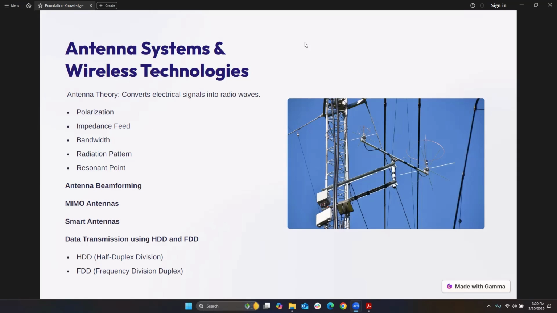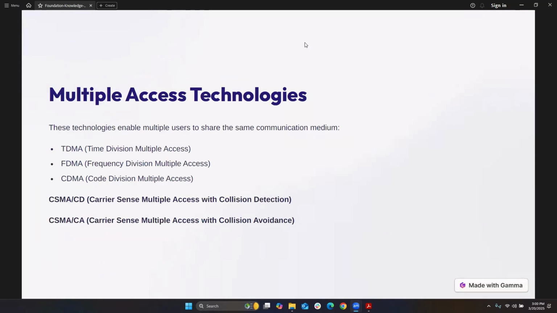If we move forward, we have learned about multiple access technologies. Multiple access technologies allow multiple users to share the same communication medium without any interference. These technologies are essential for networks like cellular communication, Wi-Fi, or satellite systems. There are three types of multiple access technologies. The first one is TDMA, time division multiple access. How it works is that each user gets a time slot to send and receive data, preventing interference.